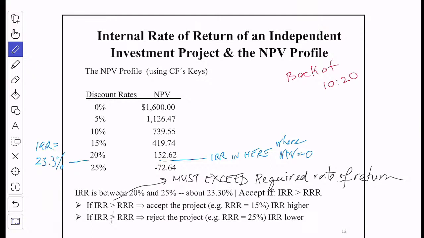You got the profile? You follow at least the steps, and now we're going to go back to the interpretation and continue with some different types of problems, or similar but variant. Okay.